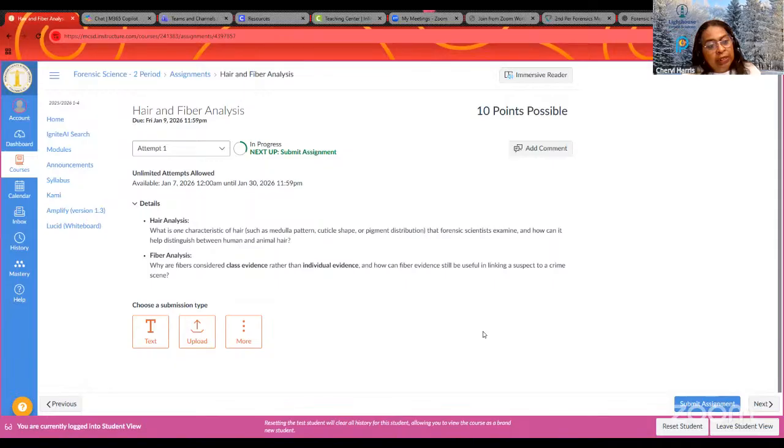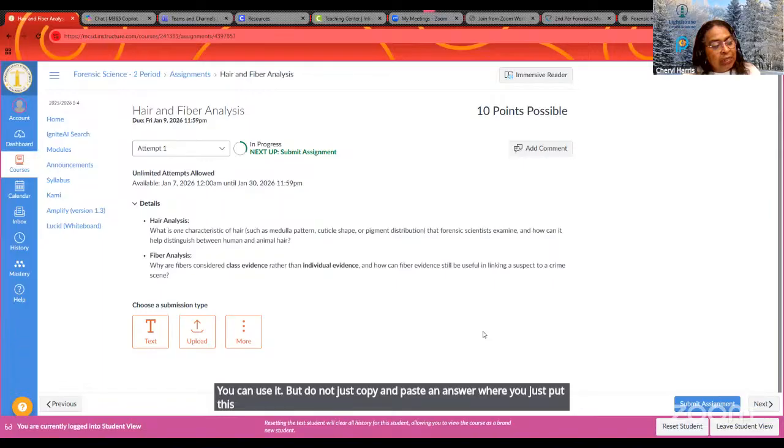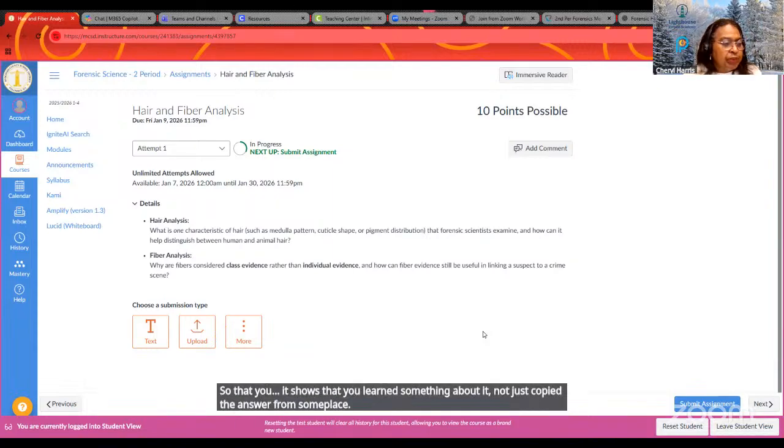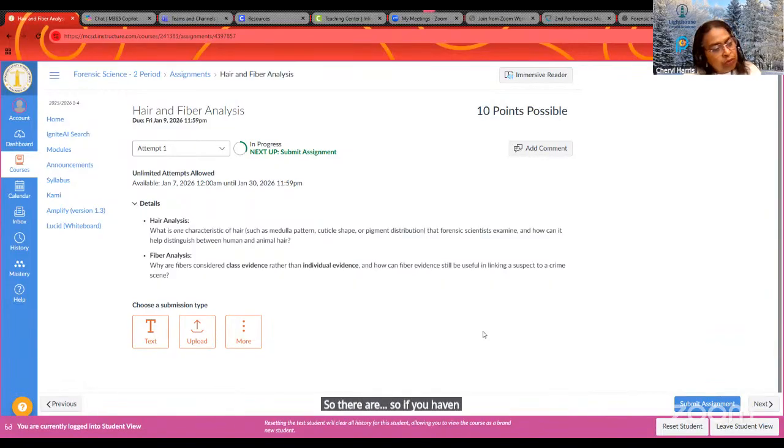Oh, and the school now has a policy for AI use. You can use it, but do not just copy and paste an answer where you put this question in and copy it and paste it in. Use it as a reference and then put it in your own words so that it shows that you learned something about it, not just copied the answer from someplace. So if you haven't looked at the new rules for AI use, please take a look at those.